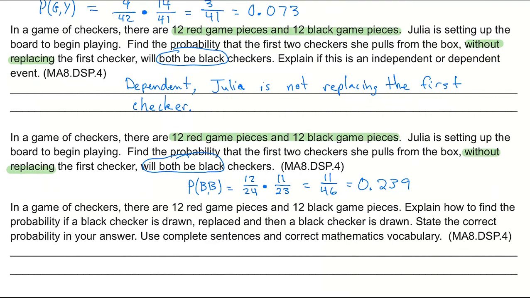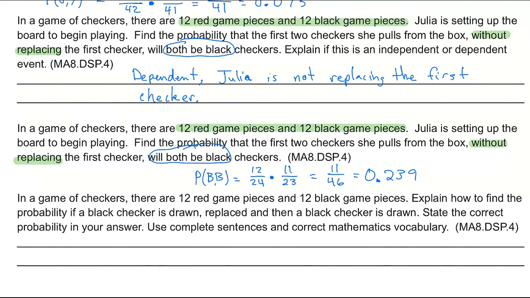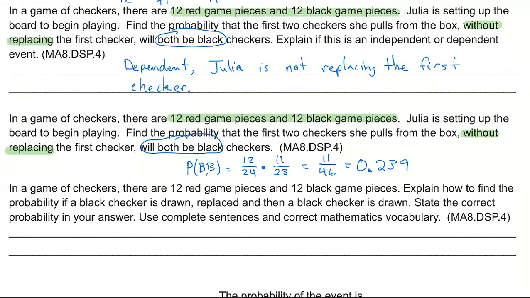All right? So that would be the probability. Number 8. In a game of checkers, there are 12 red game pieces, 12 black game pieces. Explain how to find the probability if a black checker is drawn, replaced, and then a black checker is drawn. So in this case, we are still looking for 2 black checkers. The key, though, is that it is replaced after the first one.